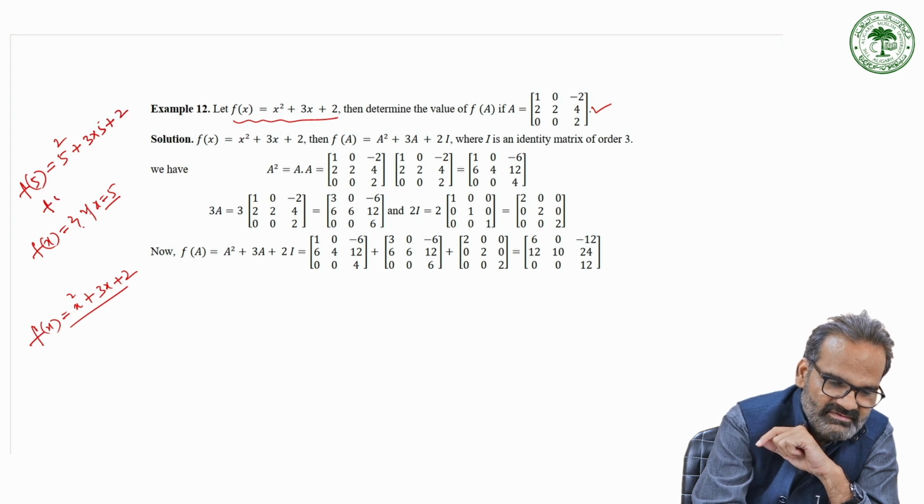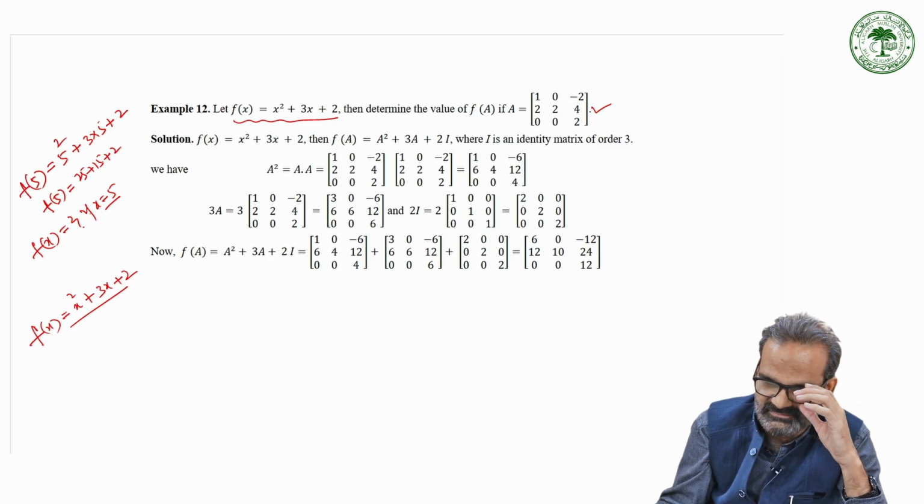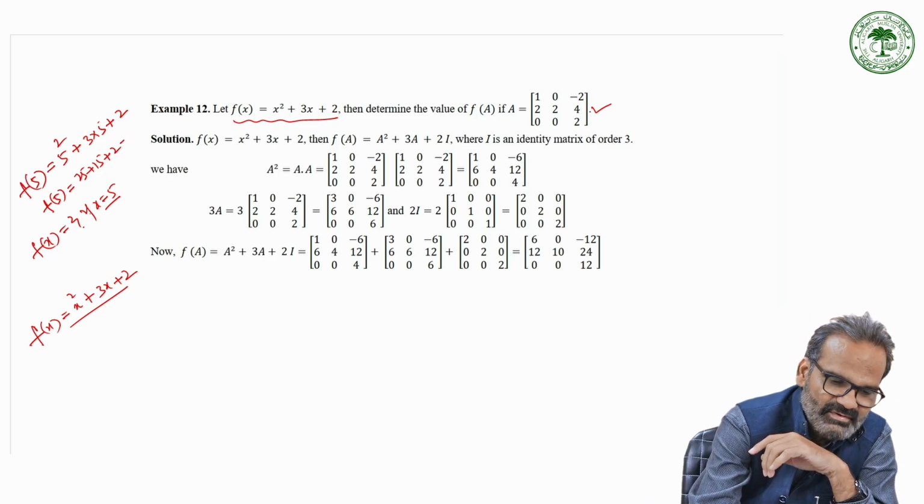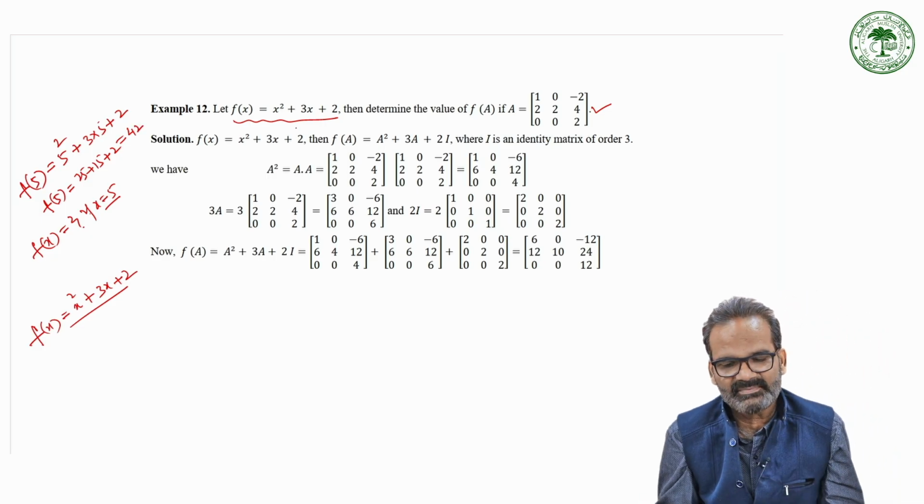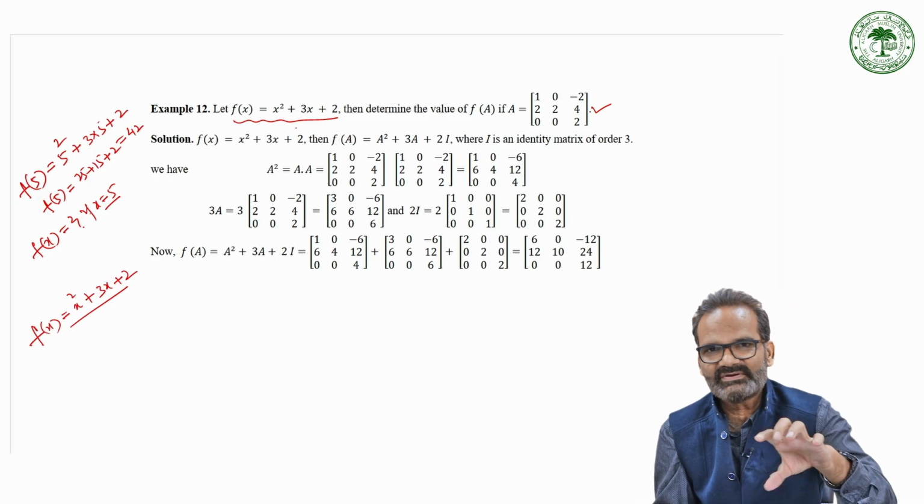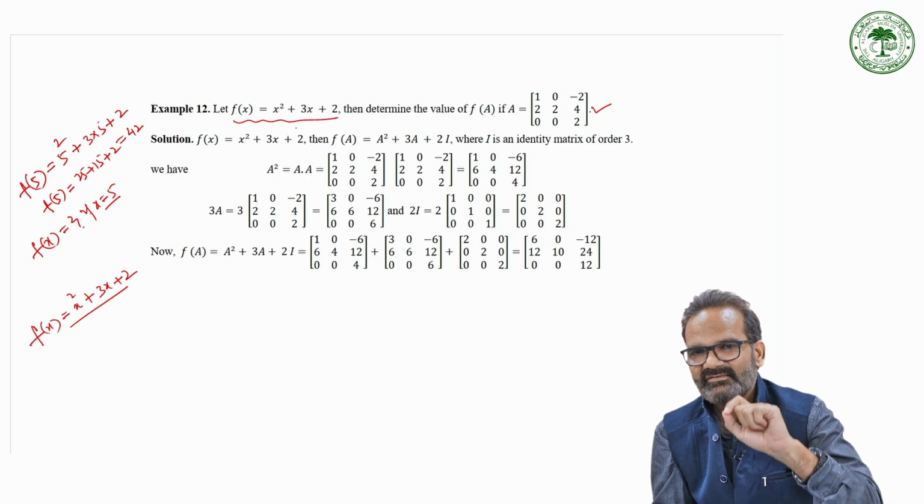So f(5) will be what? 25 plus 15 plus 2. So 25 plus 15 is what? 40. This equals 42, right? So the value of the function or equation x square plus 3x plus 2 is 42 if x is equal to 5. But here what we want to do?